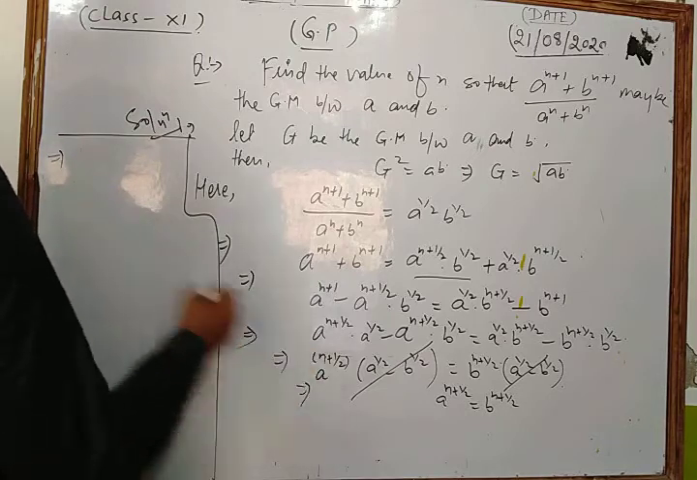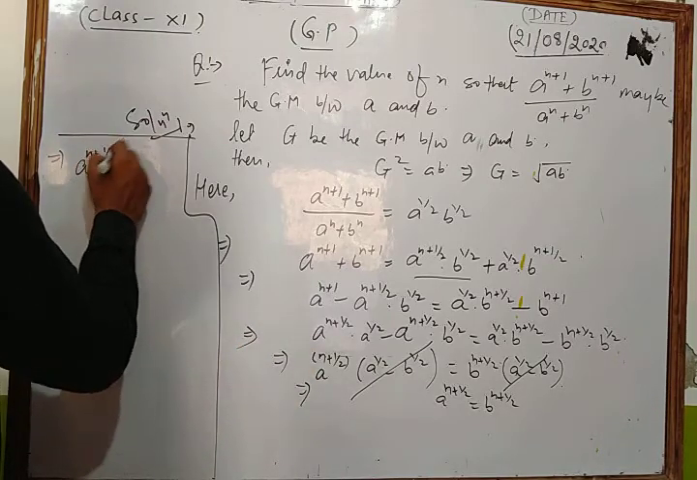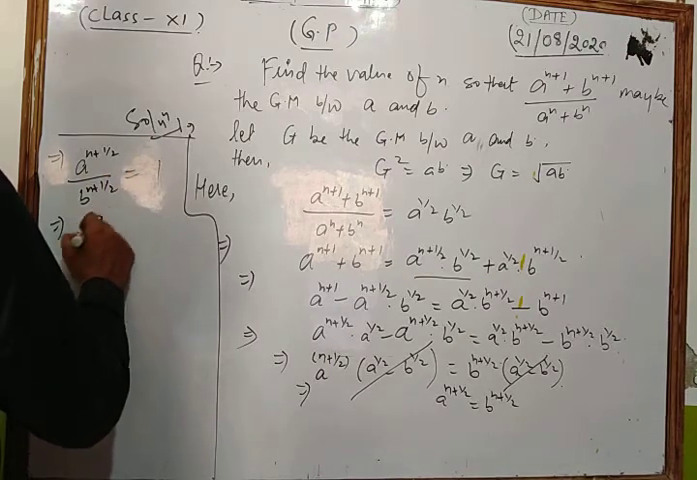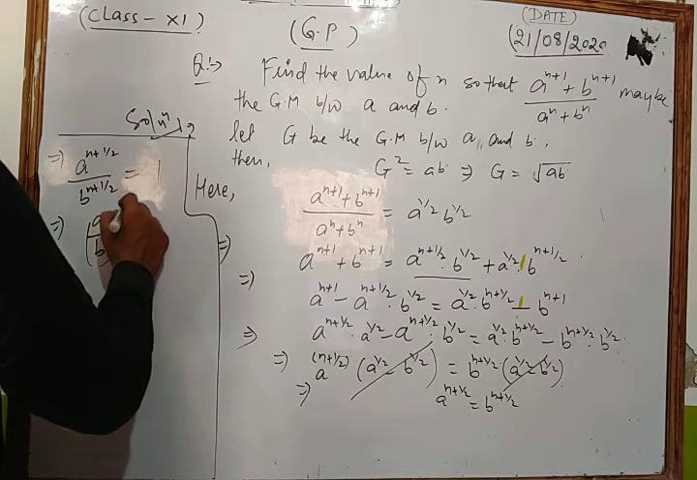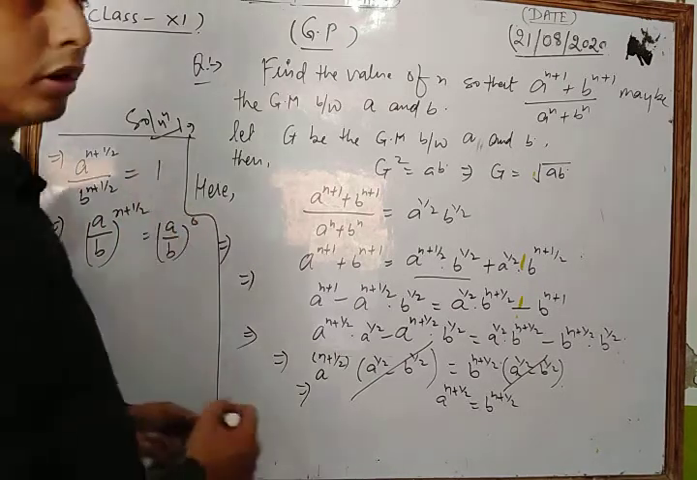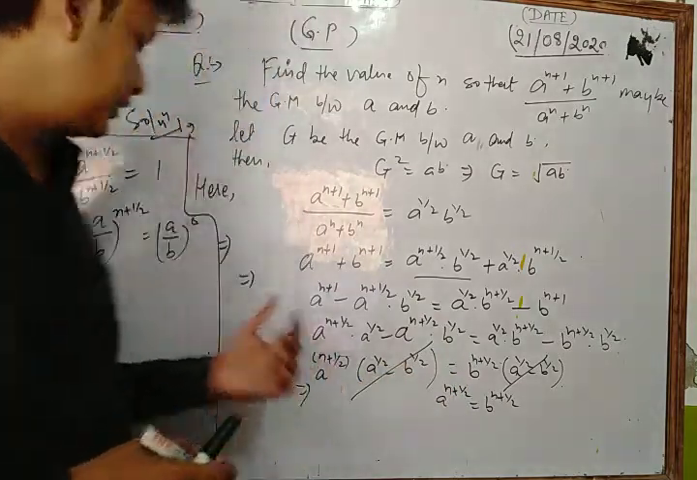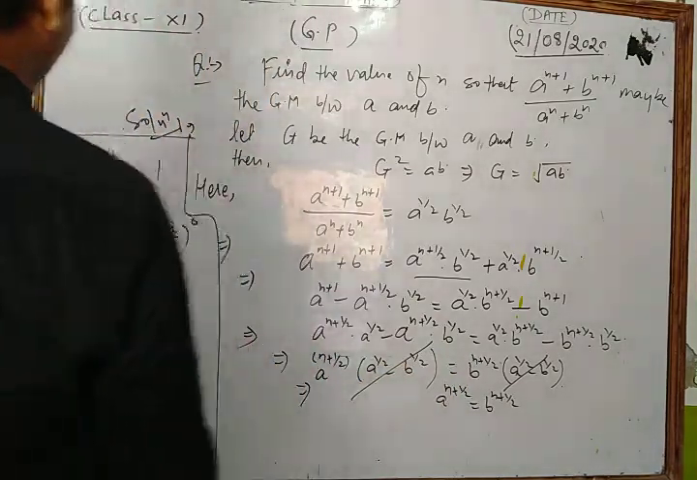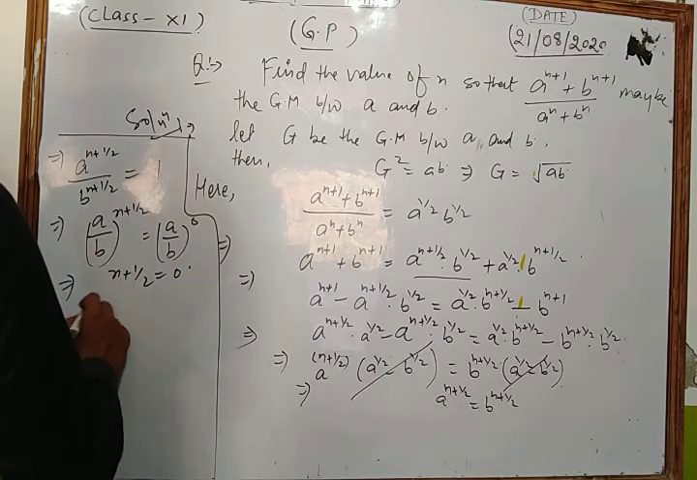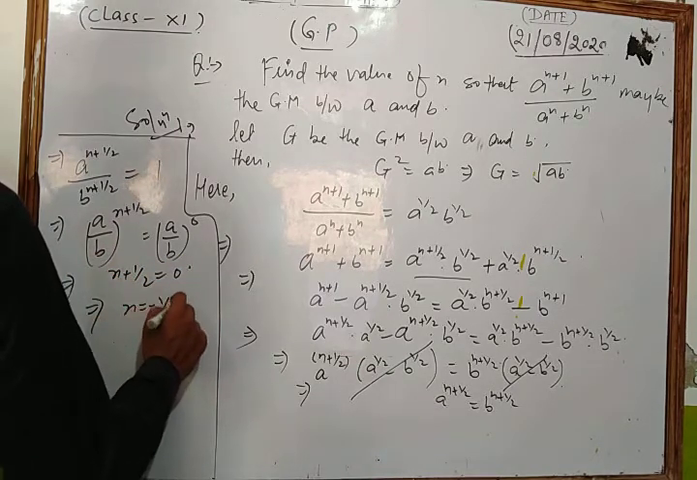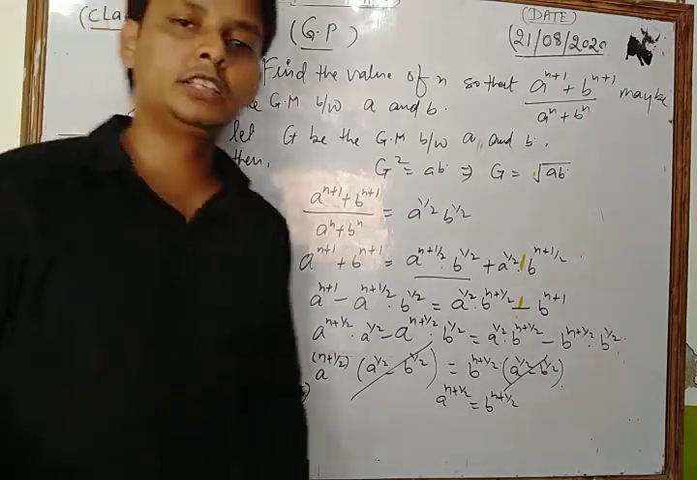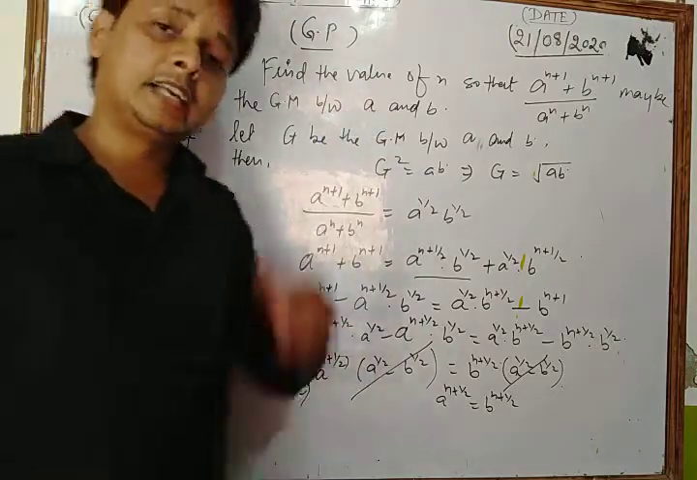Dear student, we write A to the power (n+1)/2 upon B to the power (n+1)/2 is equal to 1, or we write (A/B) to the power (n+1)/2 is equal to, we write 1 as (A/B) to the power 0, because the power 0 of any value is equal to 1. So on comparing both sides, we get (n+1)/2 is equal to 0, so the value of n is equal to -1/2. This is your answer. So dear students, in this way we can solve that type of question.